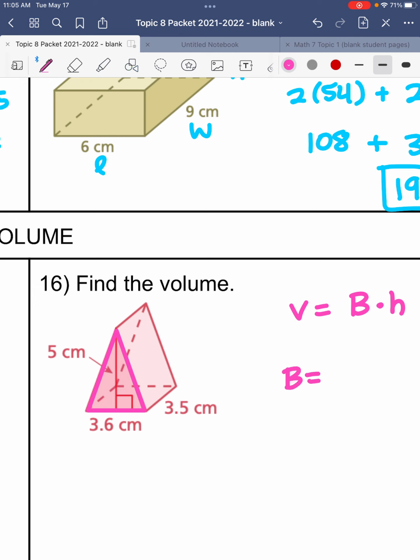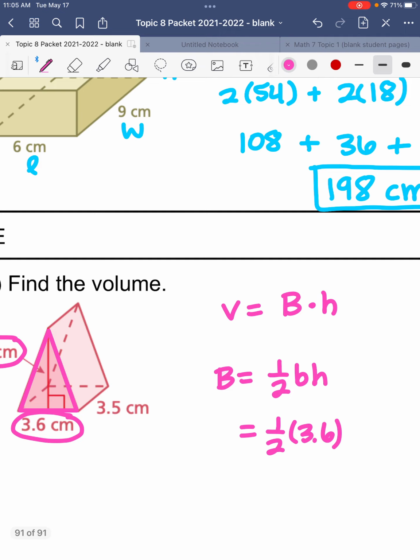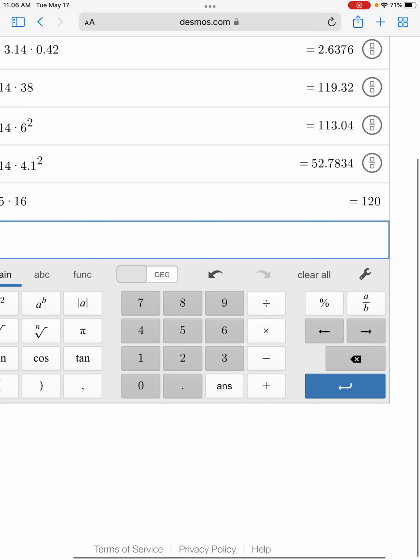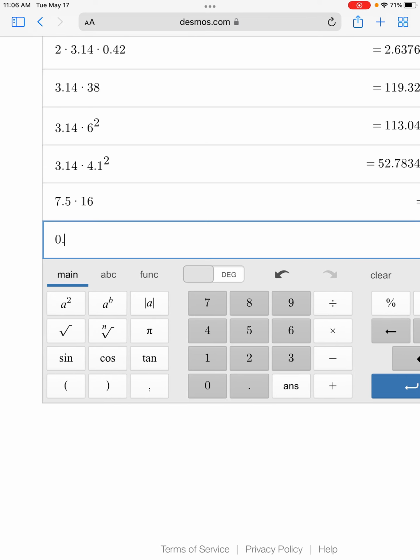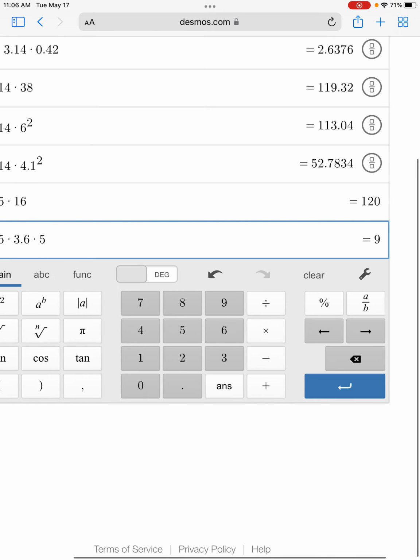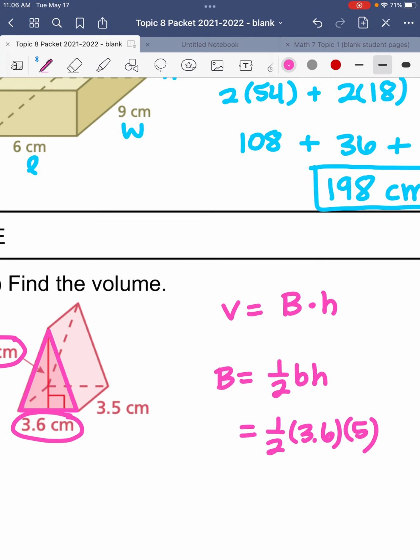So we have big B is 1/2 times the base times the height. Well, the base of the triangle times the height of the triangle. The base of the triangle is this right here, and the height is that right there. So we have 1/2 times 3.6 times 5. Right? So I'm just going to put that into my calculator. So we have 1/2. I'm going to do that as 0.5 times 3.6 times 5. And I get 9. So 9 is the area of the base. So big B equals 9.